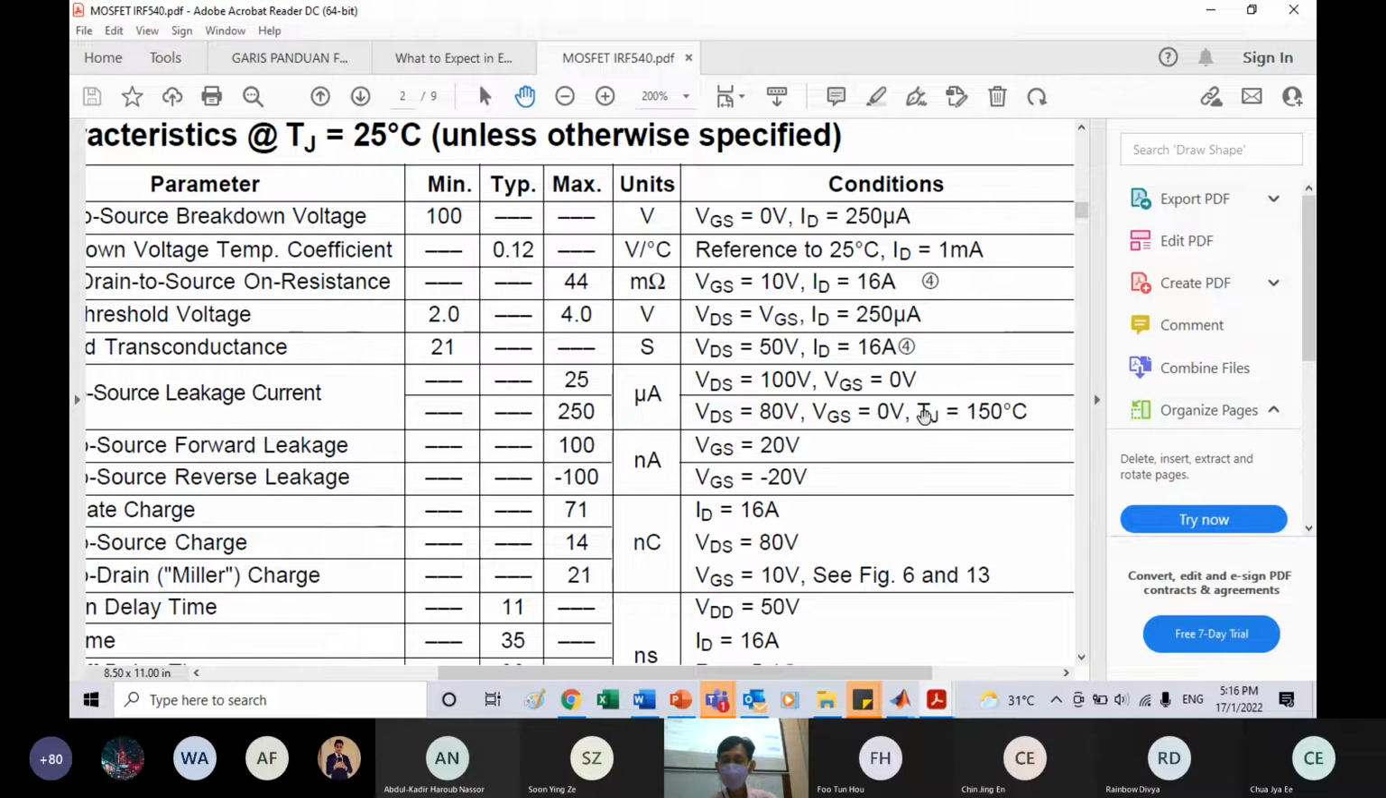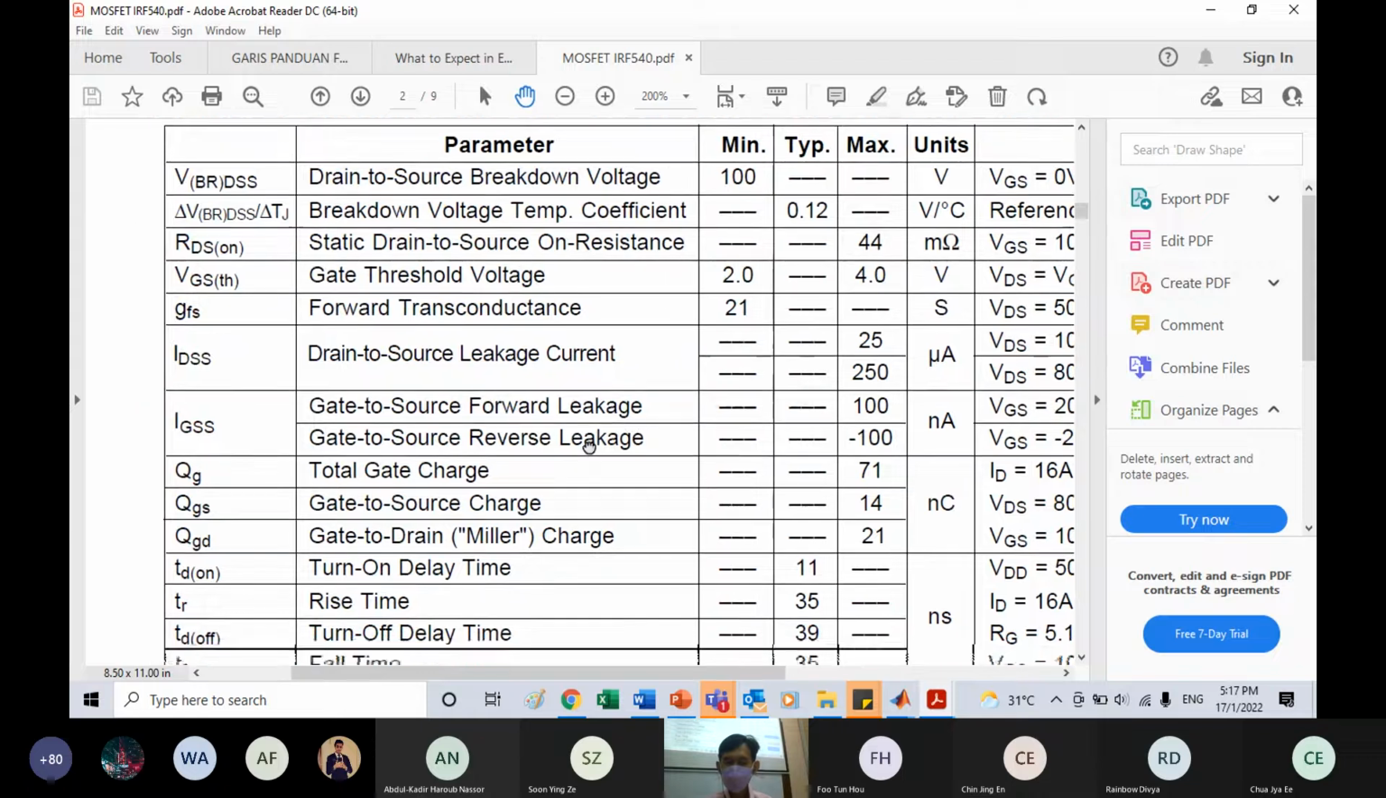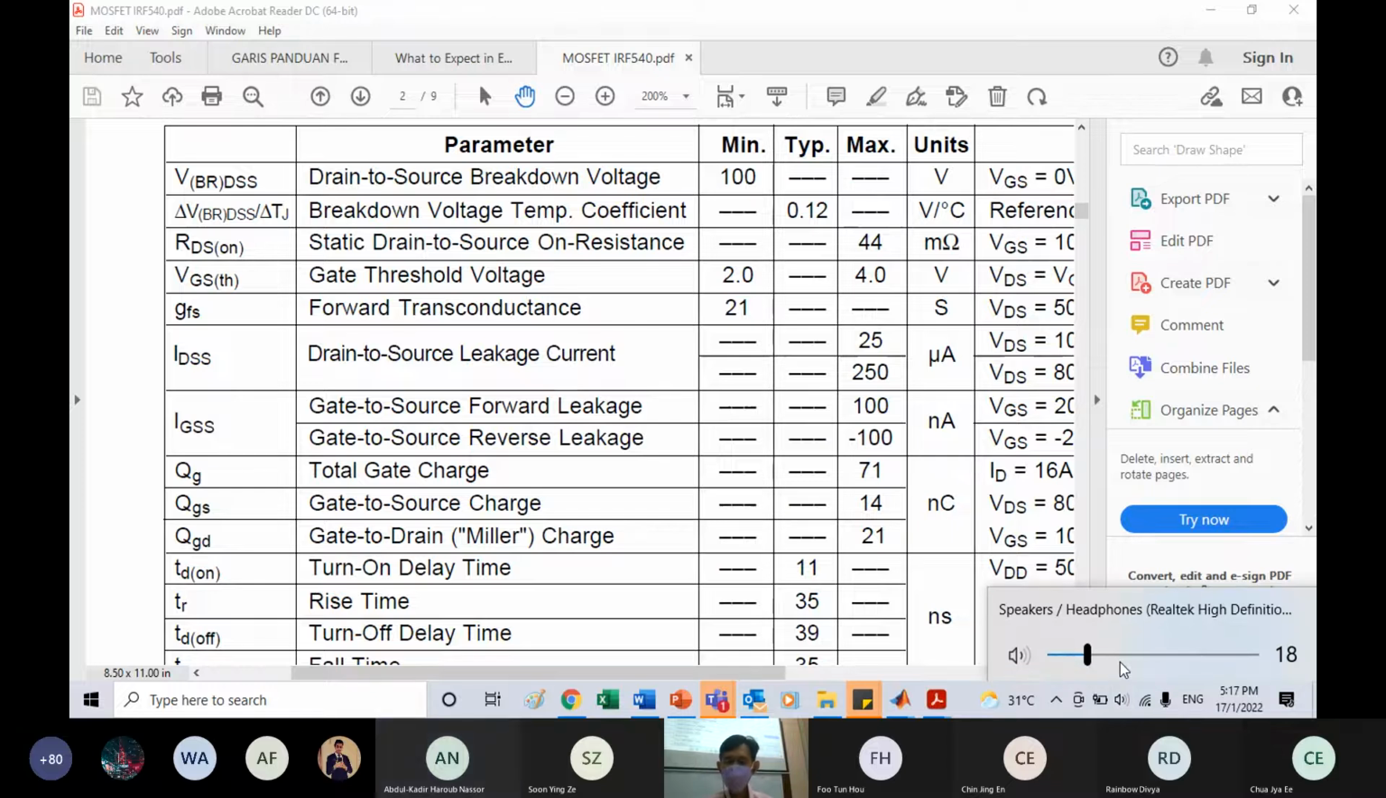So in this condition, when you apply your VDS is 100 volt, but your VGS 0 volt, you will have like 225 microamp as a leakage current. It's so small that it is considered to be in the off condition. All right, am I answering your question? Perfect, sir. Thank you.